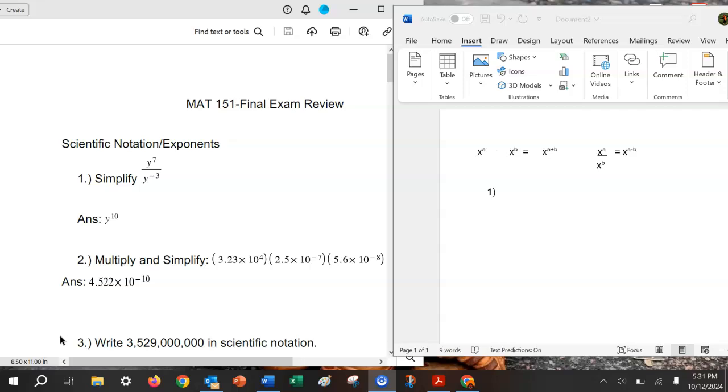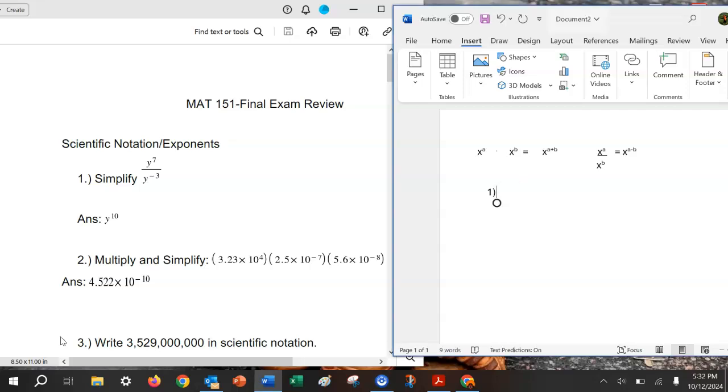You'll notice you have y to the 7th divided by y to the negative 3. Now over here in my work area on the side, you'll notice I have the rules for multiplying and dividing exponents. When they have the same base, like the same letter or the same number, if you're multiplying them, like x to the a times x to the b, I just add the exponents, a plus b. Over to the side, I have x to the a divided by x to the b. If they're dividing, I subtract them.